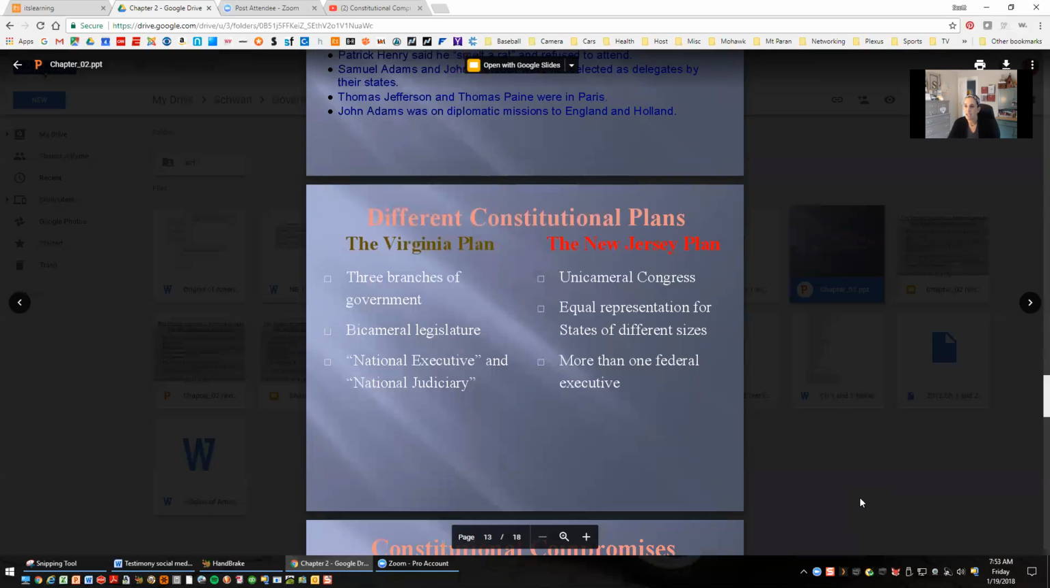But the idea of representation was debated by Virginia and New Jersey. Virginia was a larger state, and they believed, because they were larger both in landmass and people, that they should have more representation in Congress. The New Jersey plan, proposed by a smaller state, said, you know what, every state should be equal regardless of our landmass. They proposed a unicameral, a one-house legislature, whereas Virginia proposed a bicameral legislature, a two-house legislature.